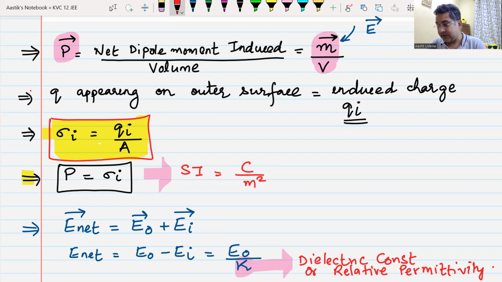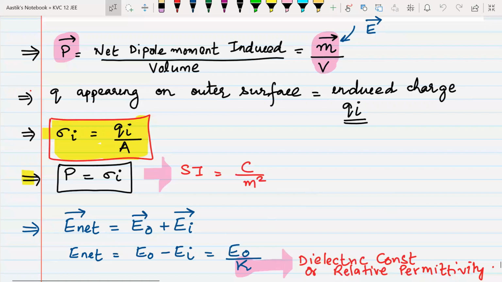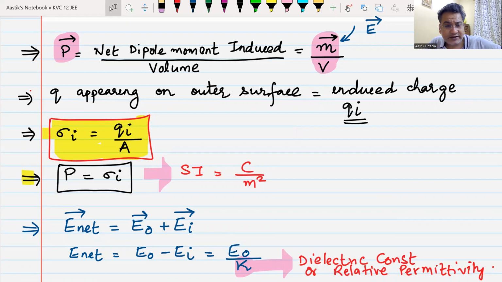Again, this is for NET, not for JEE Main. What is the last point? This net electric field inside the dielectric is always equal to E naught by K. You just have to remember it. There's nothing to understand there. That is the last point that you wanted to understand. That was the point you were asking about: why did we get E naught minus the induced electric field?